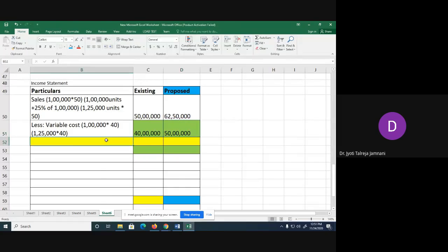Now here you can write contribution. So it is sales minus variable cost. So 50 lakh minus 40 lakh, it will be 10 lakh. And 62 lakh 50,000 minus 50 lakh, it will be 12 lakh 50,000. From this we have to less fixed cost.